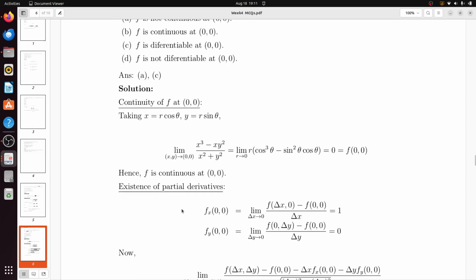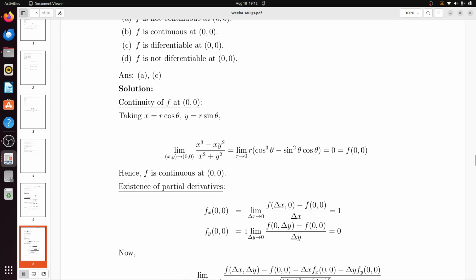Now the existence of partial derivatives. fx(0,0) equals the limit as delta x tends to 0 of (f(delta x, 0) minus f(0,0)) by delta x. If you put it here, you get (delta x) whole cube divided by (delta x) whole square into delta x, because the y component is 0, and f(0,0) is given as 0, so you will get it to be 1.